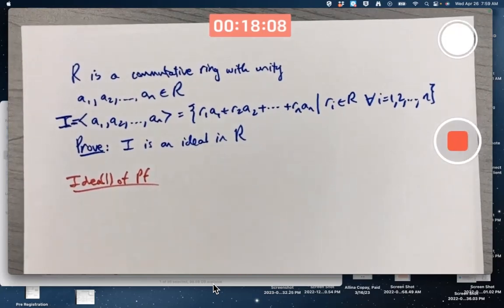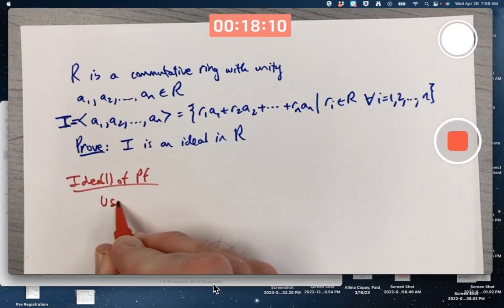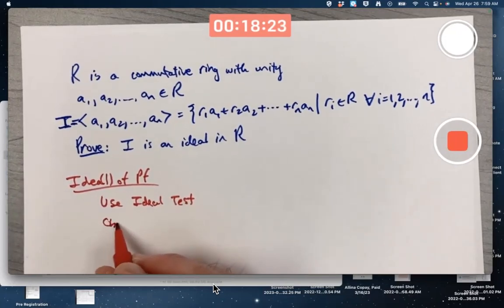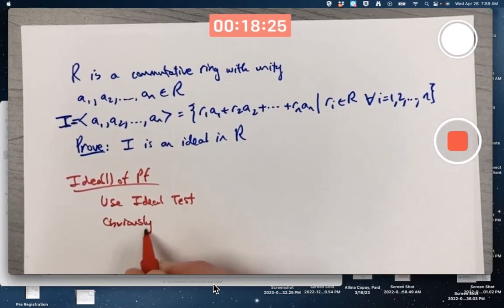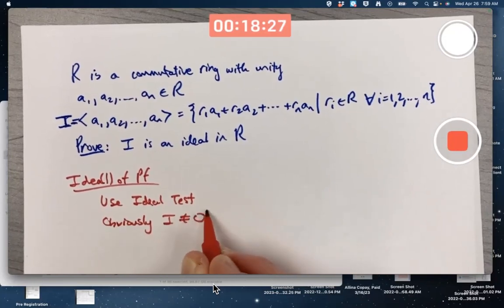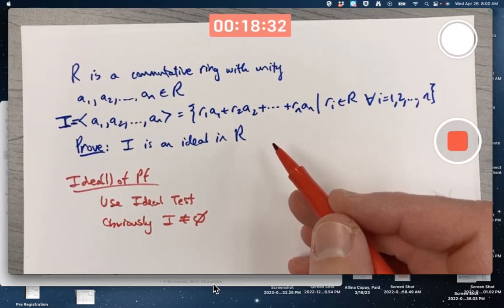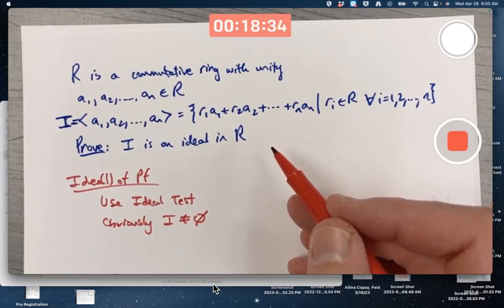Okay, so you'd want to use the ideal test. So what does that mean? That means, well, first of all, you should verify that it's non-empty, but it's obviously non-empty. I is not the empty set. It's got the A's in it, if nothing else, where you could take the R's to be 1, for example.